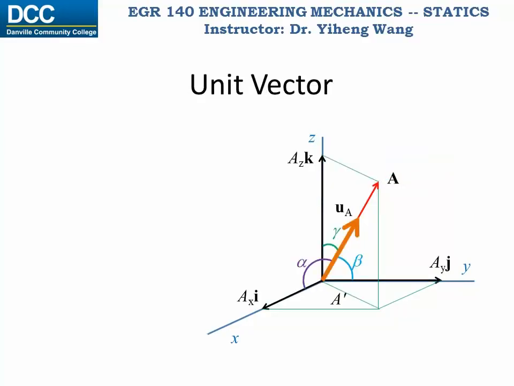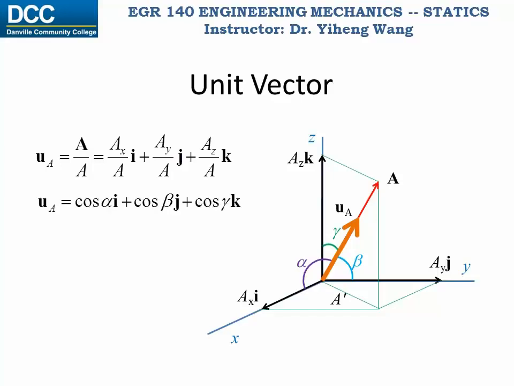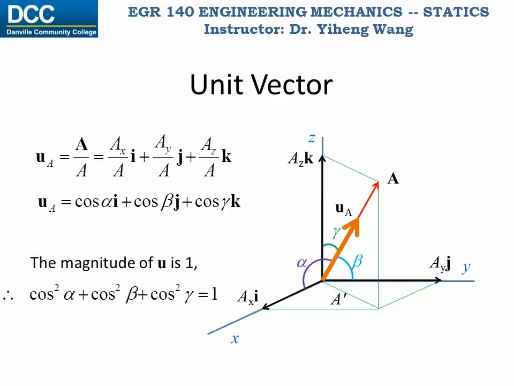And then, because the unit vector of vector A, UA, equals to vector A divided by its magnitude, UA can be derived as AX over A times I plus AY over A times J plus AZ over A times K. Or UA equals to cosine alpha I plus cosine beta J plus cosine gamma K. And since the magnitude of unit vector is always 1, therefore we can come to the conclusion that the sum of the cosine squared of the three coordinate direction angles for any Cartesian vector must equal to 1.